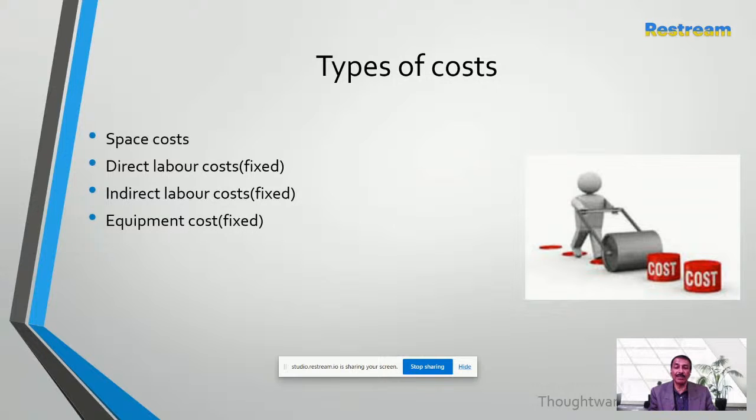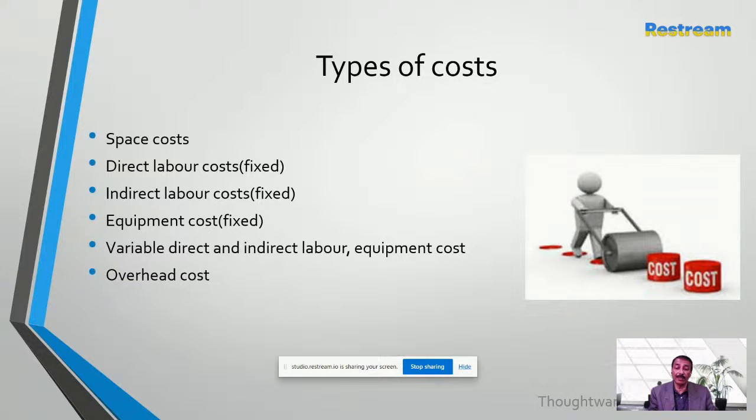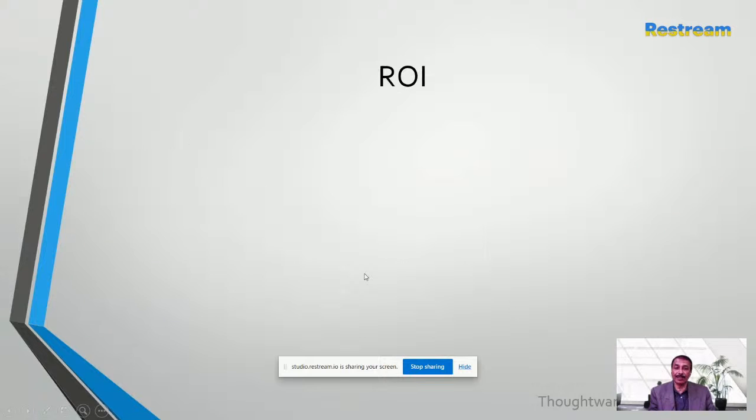Then of course the next one is the equipment cost. If you are using any material handling equipment, then that becomes part of your operation cost. Then variable direct and indirect labor and equipment cost, overhead cost, and miscellaneous cost.